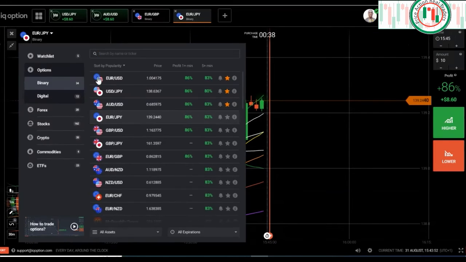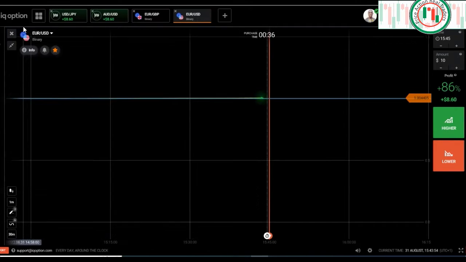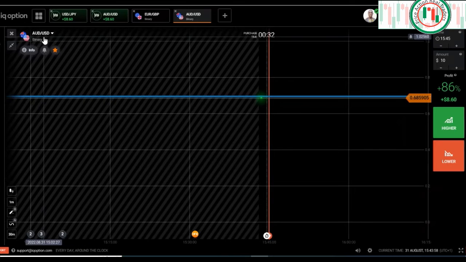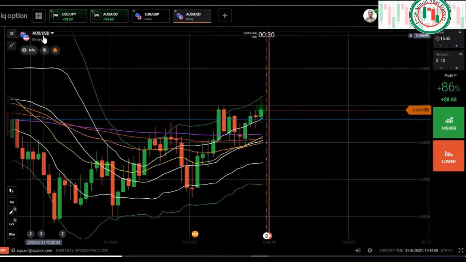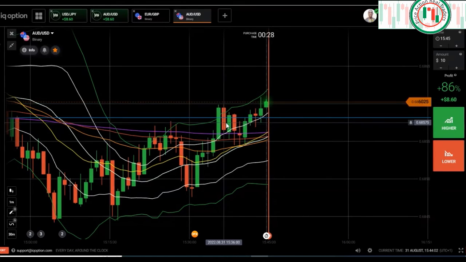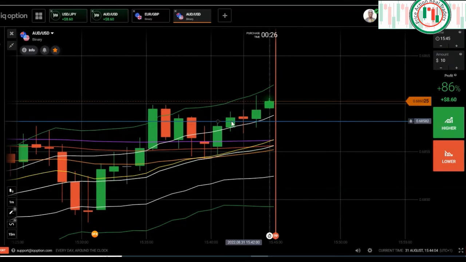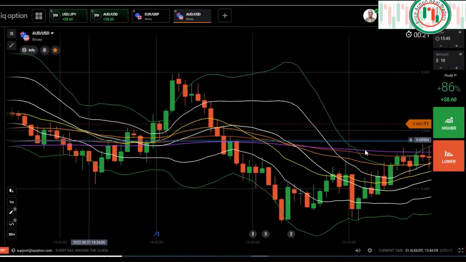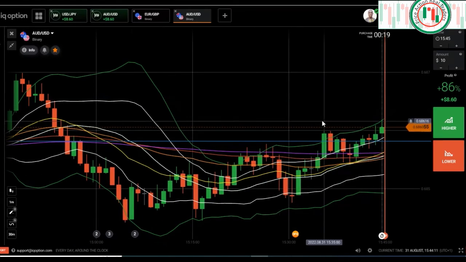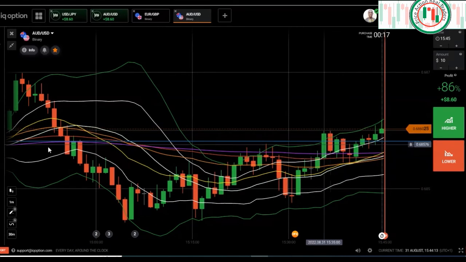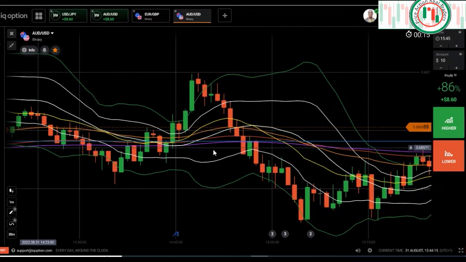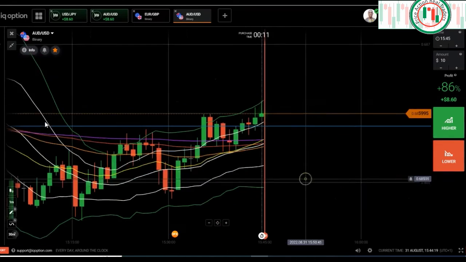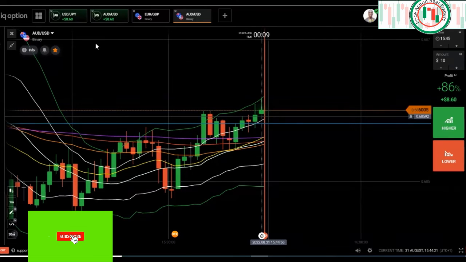Here is a strong trend as well, strong trend. But here you see this is a ranging market. So here this is a ranging market. This is where I took my trade here. So here there is no zone, no zone at all.